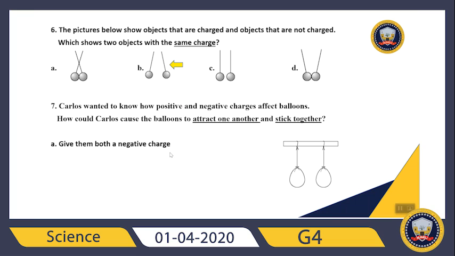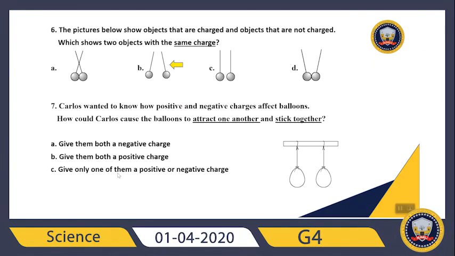Give them both a negative charge, so it will be negative negative? Of course not. They cannot attract because they will be the same charge, and the same charge does not attract, it repels each other. So give them both a positive charge? Again, of course not, because positive and positive again repel each other, not attract.